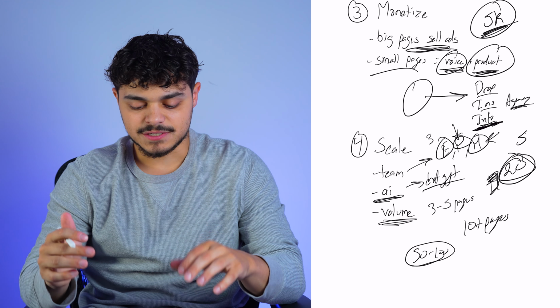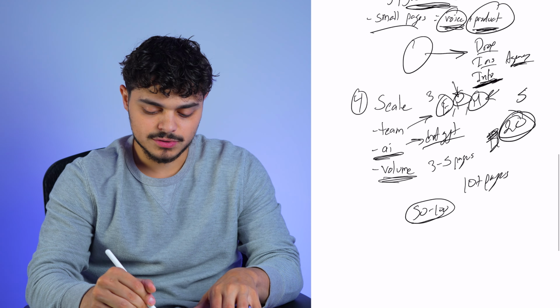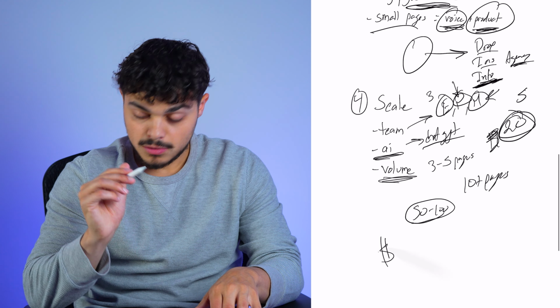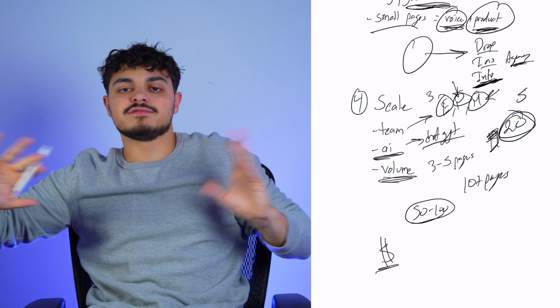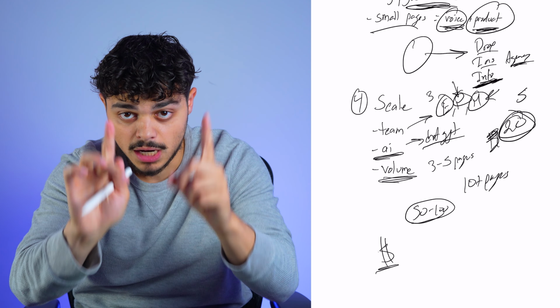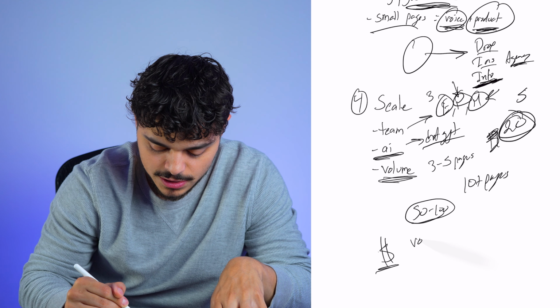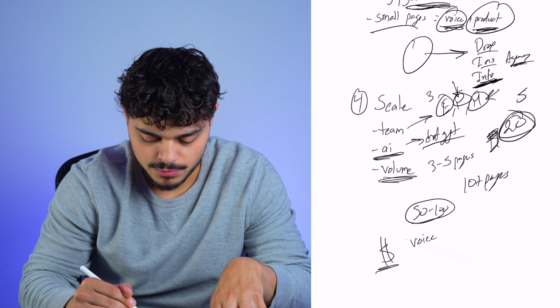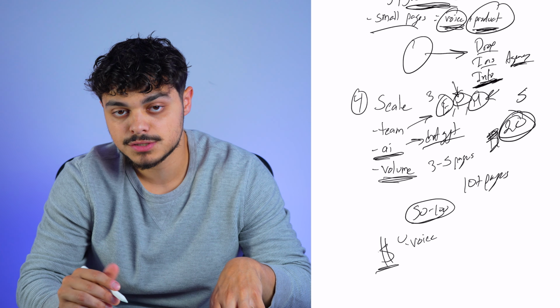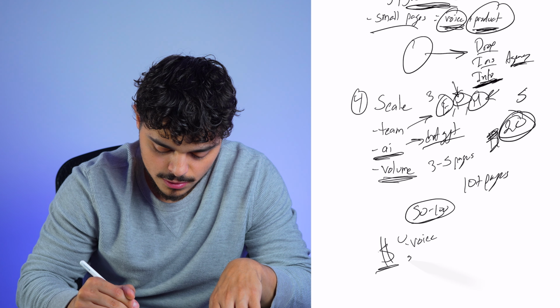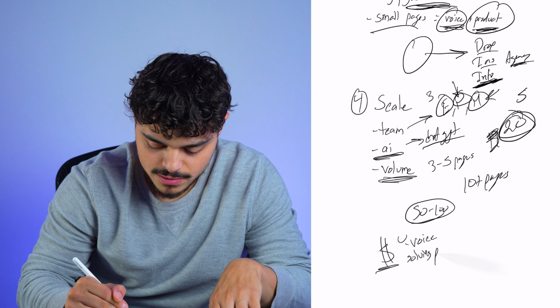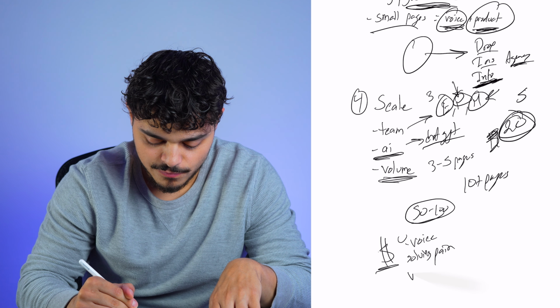But the big thing is this. The money comes from a couple things. You can grow a page all day. You can get 100K followers, and if you do it wrong, you're not going to make any money. So the money comes from having a unique voice. The money also comes from solving pain, and it comes from volume.